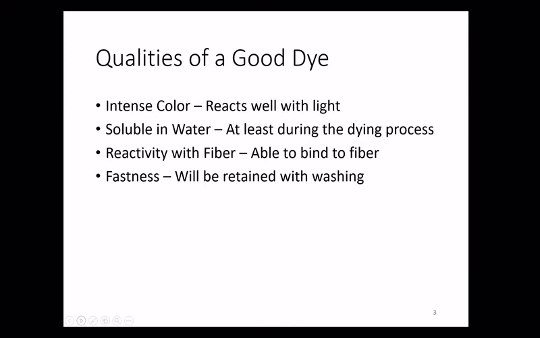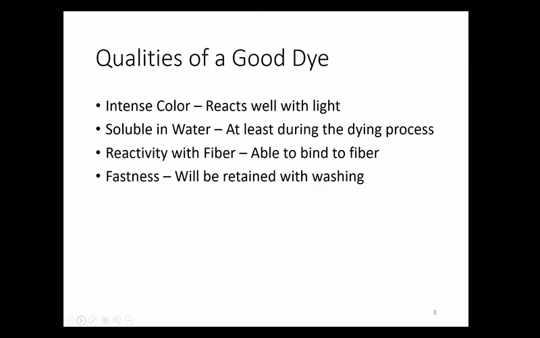So what are some of the characteristics that would make a colorant a good dye? Well, first of all, it has to have an intense color. If it's sort of a moderate color or a low color, it's not really that great. So it must be able to react well with light. As we'll talk about in a little bit, it must be able to absorb light at particular wavelengths. It must be soluble in water. Well, why is that? Because during the dyeing process, we actually will have to have it suspended in water so that we can treat the fibers, the fabric, the yarn that we're going to dye.